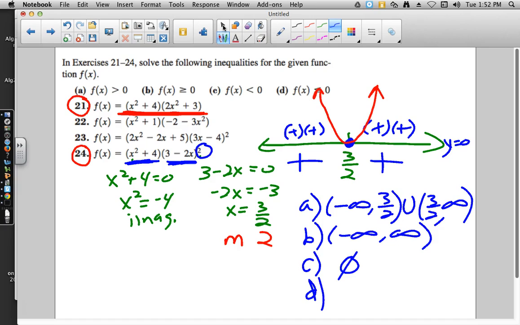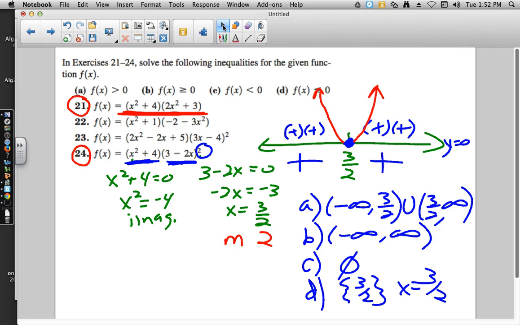And for D, when is it less than or equal to 0? Well, it's equal to 0 right here at 3/2. So a little set notation there of {3/2}, or x equals 3/2, because that would be the only spot that we would be able to give them for 24, is that 3/2.